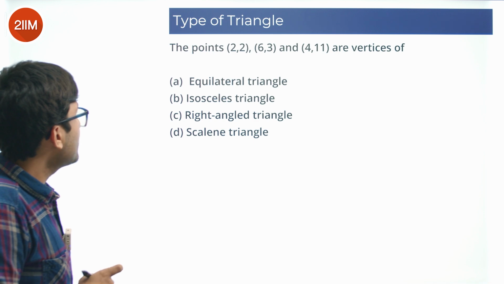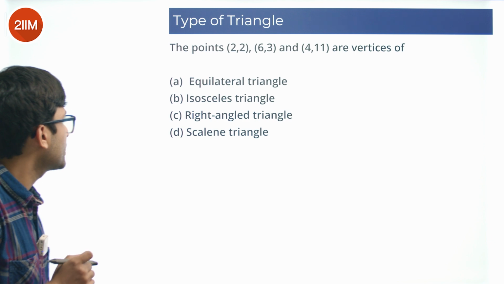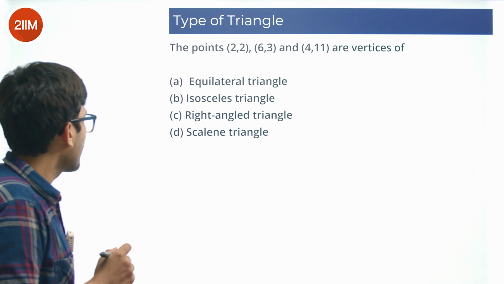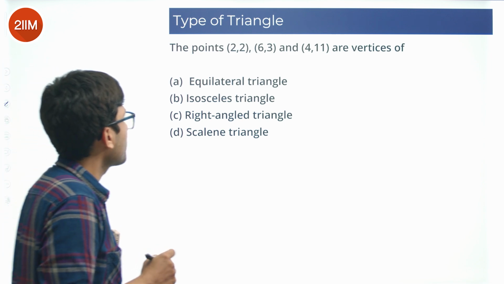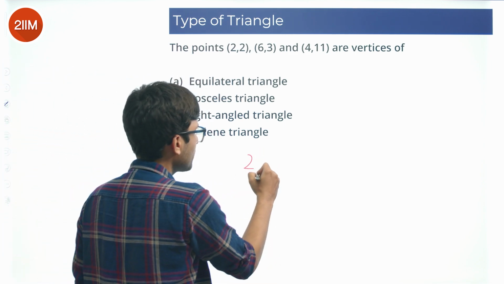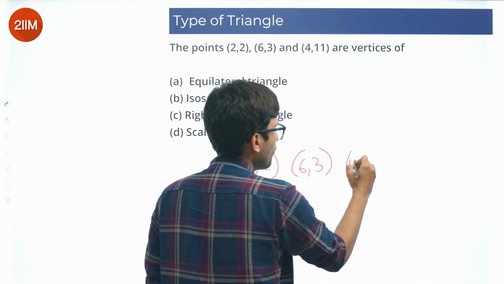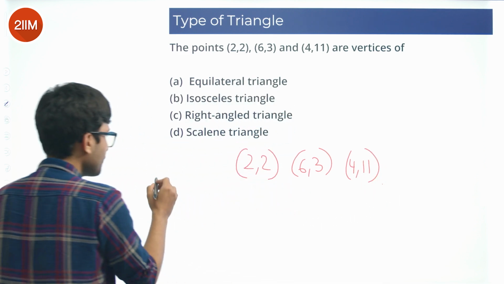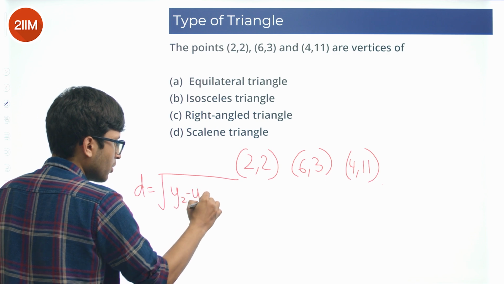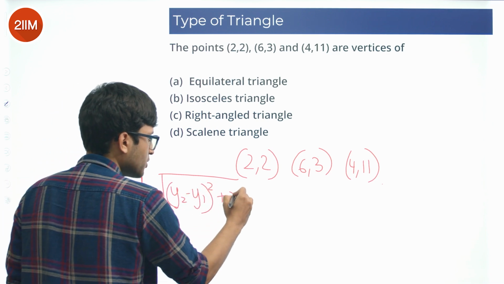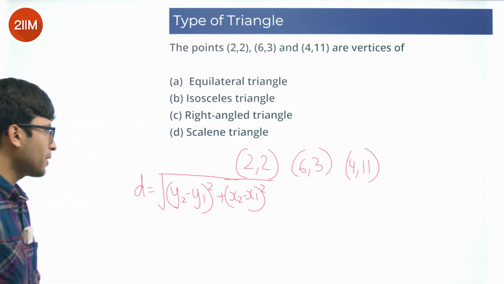Let's try. Type of triangle. Points 2, 2, 6, 3 and 4, 11 are the vertices of which kind of a triangle? Okay, we are given 4 options. So the best way which I can think about is using distance formula. So these are my 3 points, 2, 2, 6, 3 and 4, 11. Distance formula is root over y2 minus y1 whole square plus x2 minus x1 whole square, all under the root.